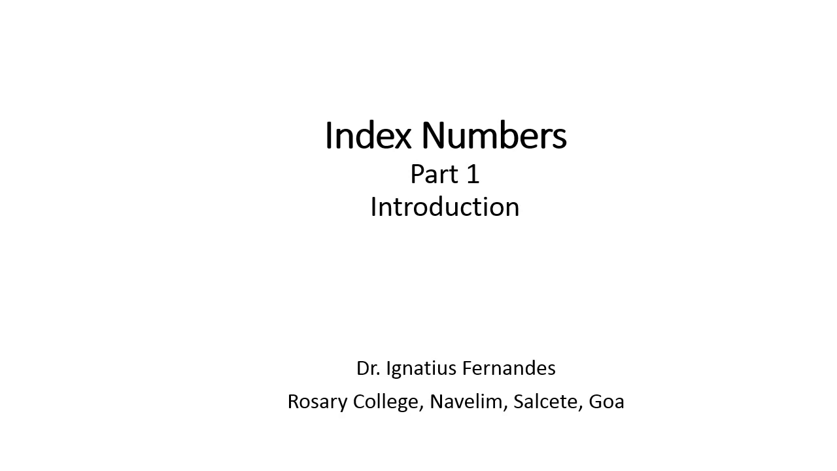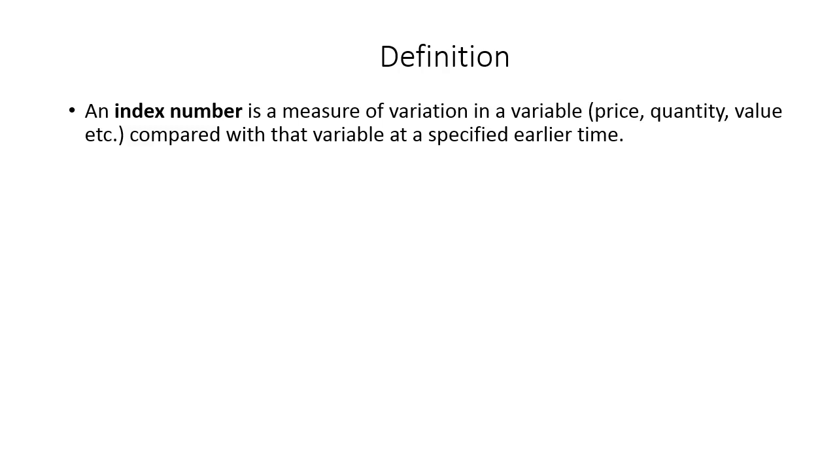To start with the definition, an index number is a measure of variation in a variable. This variable can be the price, quantity, value, depending on our interest. So it's a measure of variation in a variable compared with that variable at a specified earlier time. So basically we want to measure how much a variable has varied in a current particular period with respect to some previous period. So it's a relative measure. It is independent of the units in which the data is originally defined.